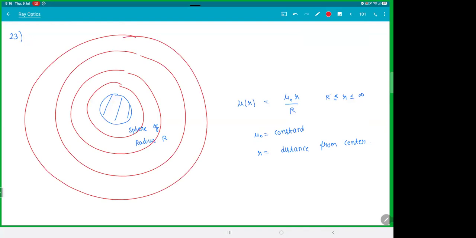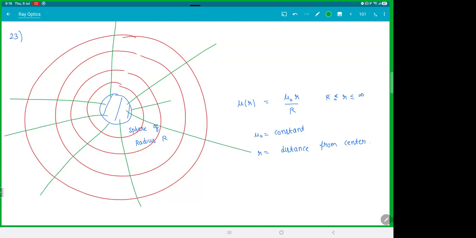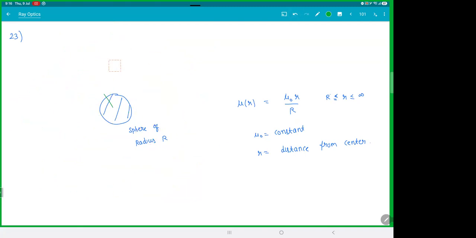Can you tell me the direction of normal here? What is the normal for the medium? In the direction in which mu increases, isn't it? So here what will the normal be? All these lines passing from the center, all these are normals. This is how the normals will look like for this medium, radial direction. So we have a system like this.